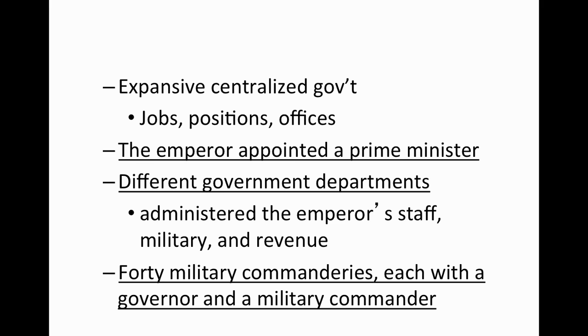The Chinese government, whether it was the Han or the Qin or the Song or the Tang, you're going to have lots of offices and a very large bureaucracy. A prime minister would be appointed to do the day-to-day governing, and there would be different departments. An emperor would have someone run the military, the treasury. There would be 40 military commanderies, each with a governor or a military commander. So each region being conquered would have a governor and a military commander that would report back to the prime minister and then obviously to the emperor. So there was kind of a ladder, right, in terms of governing.